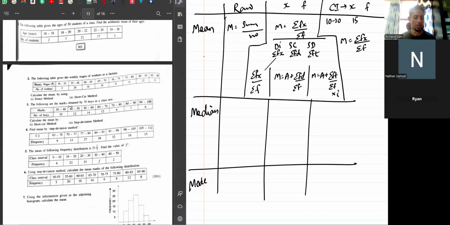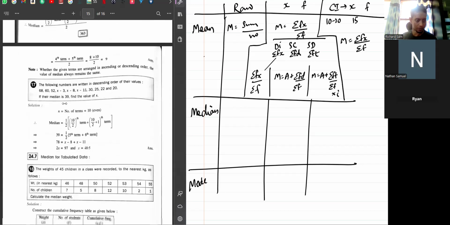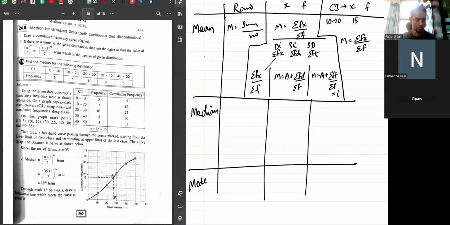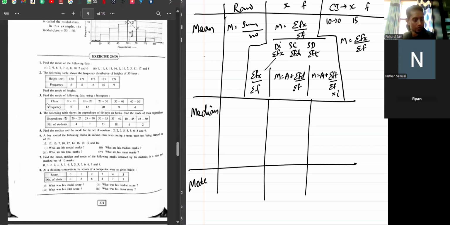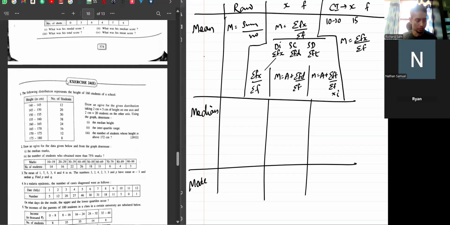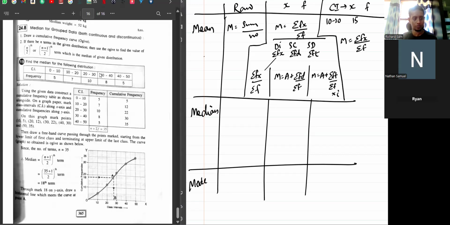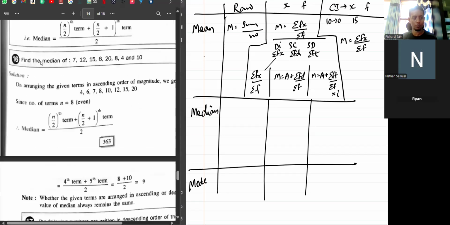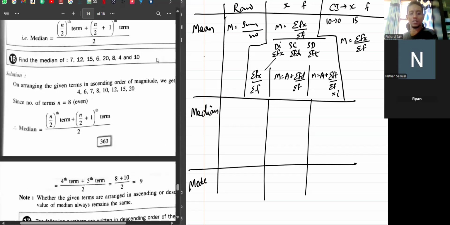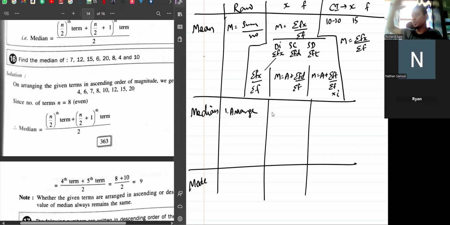How will you find the median for raw data? Here, find the median of these numbers. Raw data. How will you find the median? First, you arrange the data in ascending or descending order, right? Small to big or big to small. And then find the middle value. Median means the middle value.